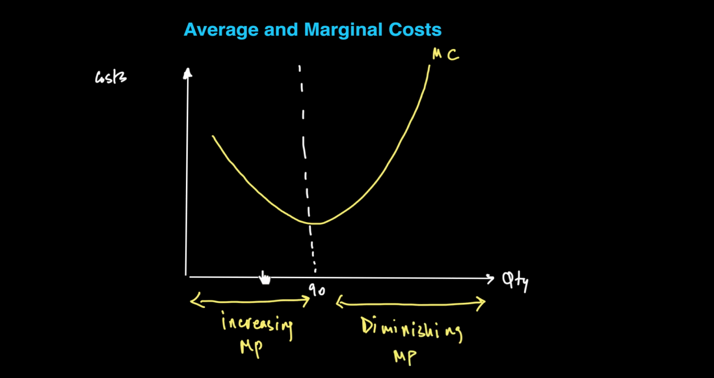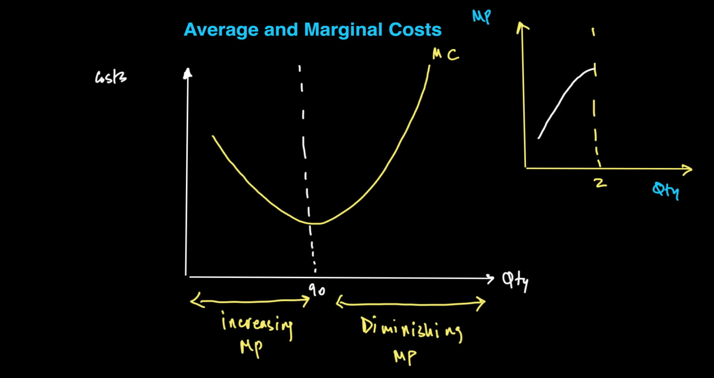We can also look at it from the perspective that as your MP is rising, and I would like to draw here simultaneously my MP. For the first two workers, when MP was rising, you can see marginal cost is going down, and then after the two workers, MP starts to fall, or marginal cost starts to rise. Now we can say this: each worker hired is adding more to production than the worker before, when we are looking at marginal cost going down or MP going up.